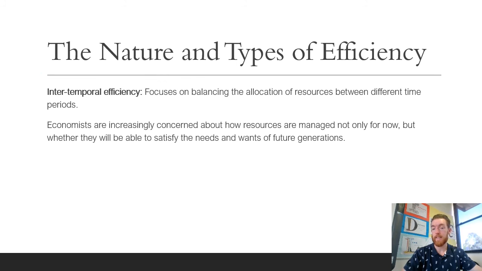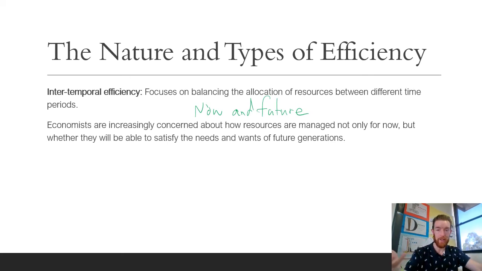And the last one is intertemporal efficiency, which focuses on balancing the allocation of resources between time periods. So basically it's the balance between now and the future. So making sure that we have enough to satisfy our needs and wants now, but we also have enough left for future generations. So economists are increasingly concerned about how resources are managed, not only for now, but whether they will be able to satisfy the needs and wants of future generations.